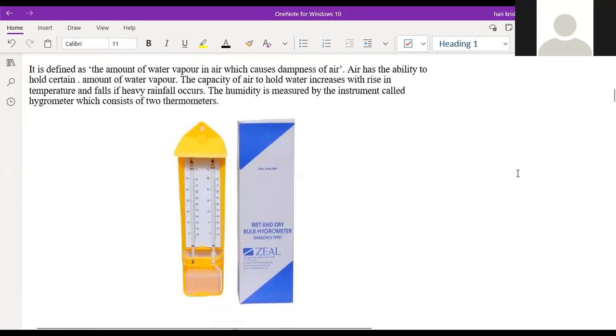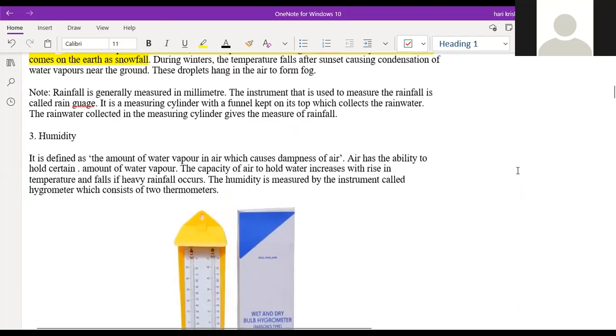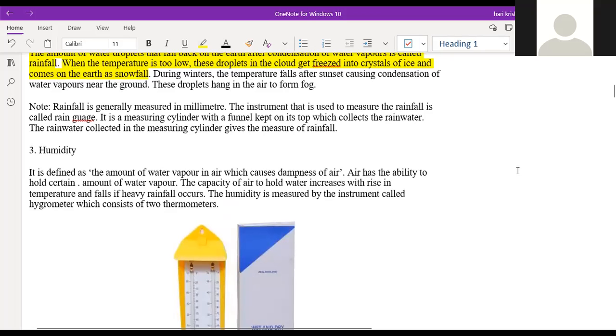So in the hygrometer, which thermometers are there? One is a wet bulb thermometer and the other a dry bulb thermometer. Both are used to measure the temperature of the given atmosphere. Any doubts in rainfall and humidity? No, sir.